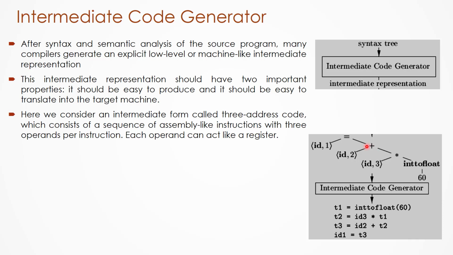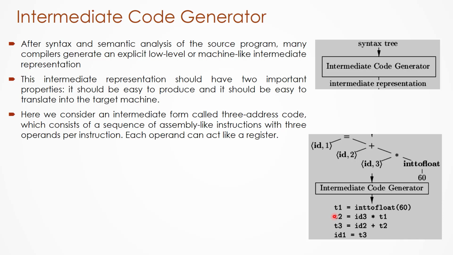So here the input given to the intermediate code generator is a syntax tree. So it is actually the syntax tree from the semantic analyzer, and it will convert it into an intermediate representation. So there are a lot of intermediate representations. Here we are discussing three-address code. You just take this statement T2 equal to id 3 star T1. How many operands are here? 3 operands are there. T2, id 3 and T1. So that's why it is called three-address code. Maximum of 3 operands are there.